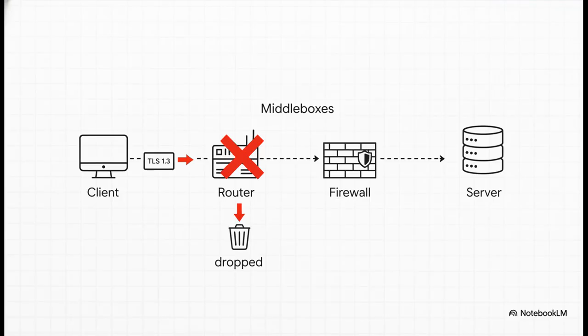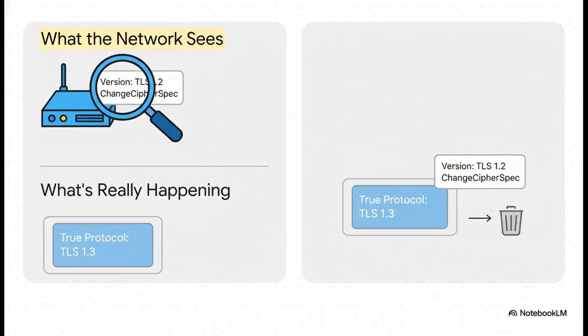So what are these intermediate stations? Well, we usually call them middle boxes. This is all the stuff your data has to pass through to get to the server. Routers, firewalls, you name it. A lot of this equipment is old, and it's only programmed to understand older versions of TLS. If it saw a packet proudly announcing, "Hi, I'm the new TLS 1.3," it might just panic, not know what to do, and drop the connection right there. Your website wouldn't load.